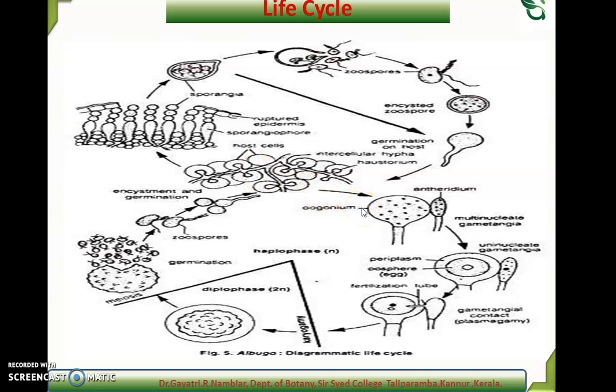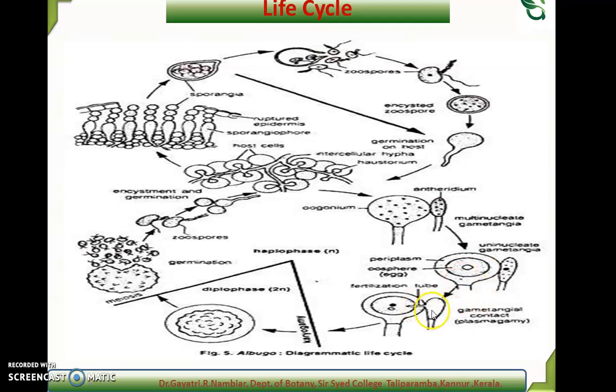Then talking about the sexual reproduction, in the hypha, male sex organ antheridium and female sex organ oogonium are formed, and both are multinucleate. Each nucleus in the antheridium will form the male gametes, and in the oogonium only one will survive, other nuclei will degenerate, and the surviving one will act as the oospore or the egg, and they are surrounded by periplasm. Now the uninucleate male gamete will fuse with the uninucleate female gamete.